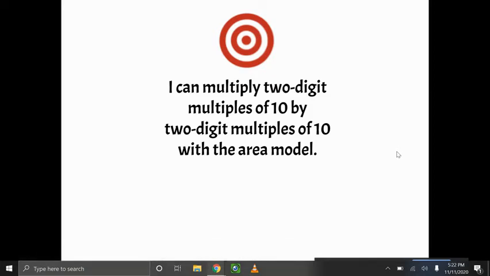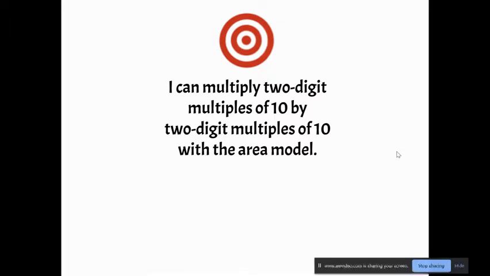Hi, fourth graders. Today we are doing Module 3, Lesson 6. And the learning target today is I can multiply two-digit multiples of 10 by two-digit multiples of 10 with the area model.